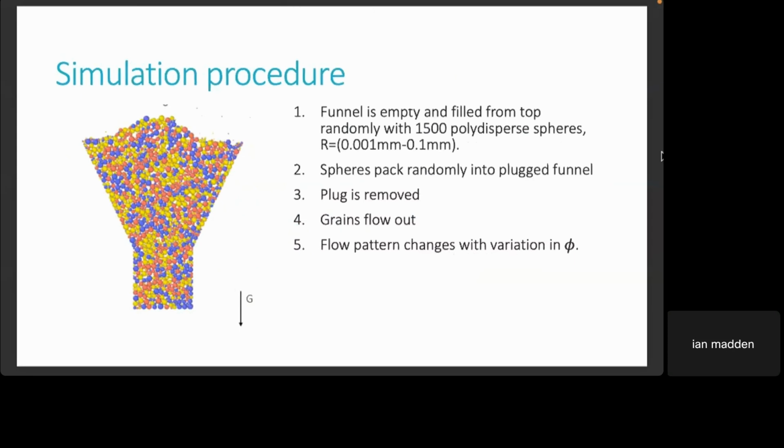So the procedure that we have is there's this funnel, right? It's 2D. It's filled with 1,500 of these polydispersed spheres with a polydispersity index set by the simulant we're trying to model. The spheres randomly pack in there. It's plugged. Remove the plug. Watch it flow out. So these should be movies, but I don't think they'll play, so we can just move on and keep going. Next slide, please.